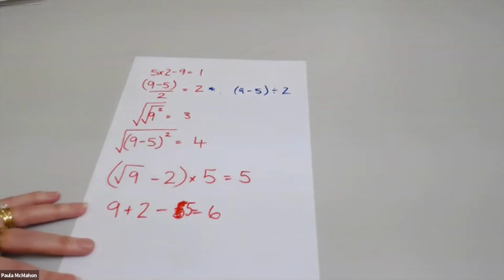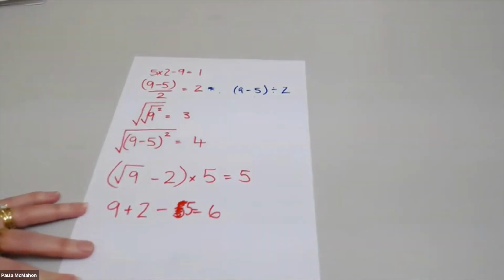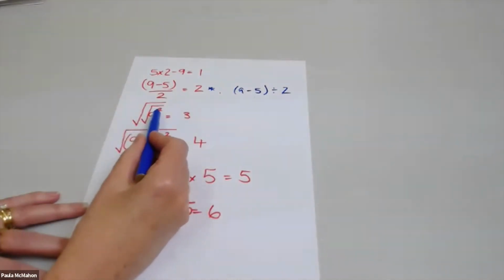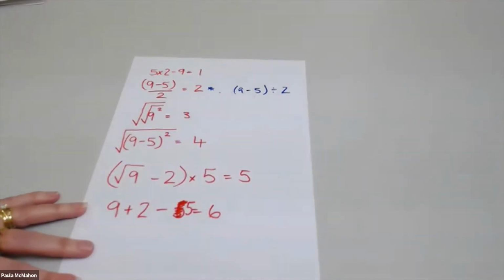My favorite one is the lovely square root sign, because that's a freebie. The square root sign is a mathematical operation, but it doesn't require us to use a number. And so I've been quite tricky here: 9 squared is 81, and the square root of 81 is 9, and then the square root of 9 is equal to 3.